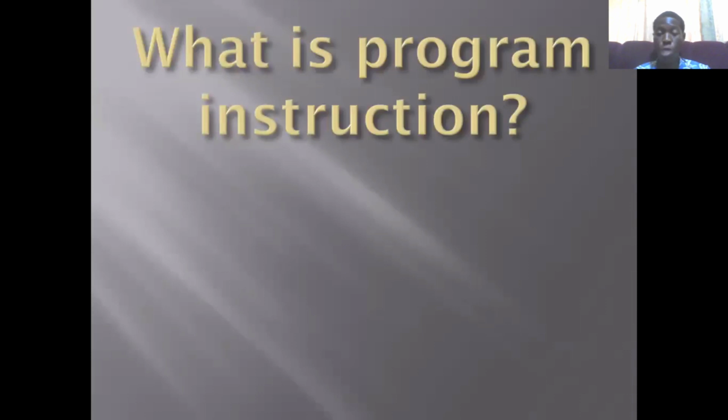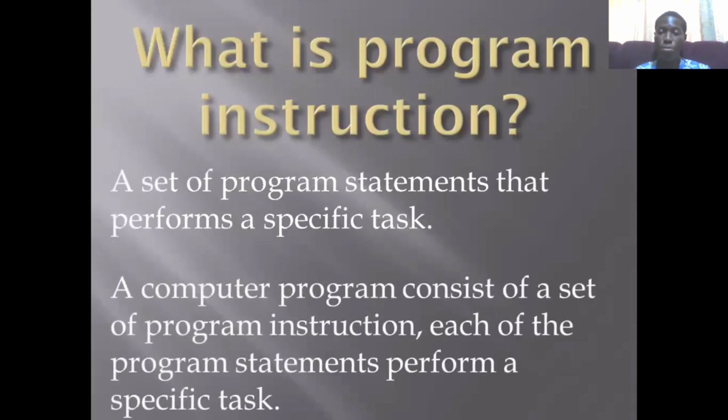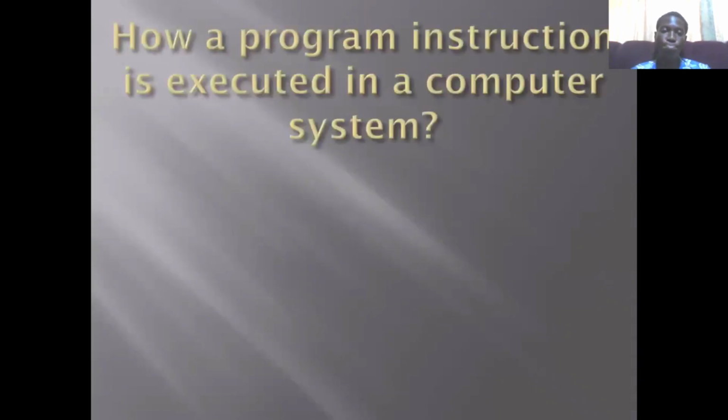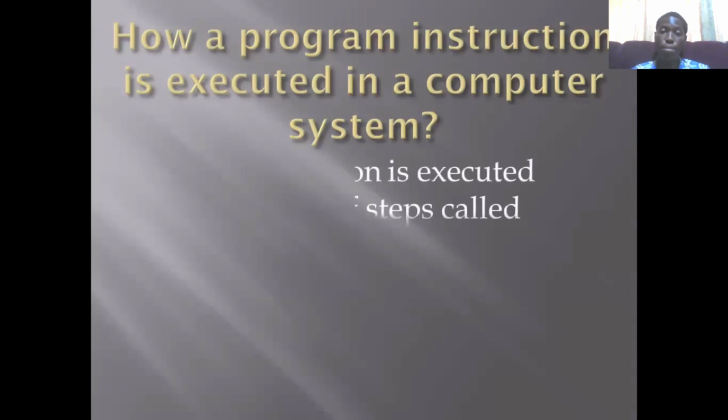So what is a program instruction? A set of program statements that perform a specific task, or a computer program consists of a set of program instructions. Each of the program statements perform a specific task. So we all know a program instructions, they are sets of instructions which perform a specific task. So let's move on to how a program instruction is executed in a computer system.